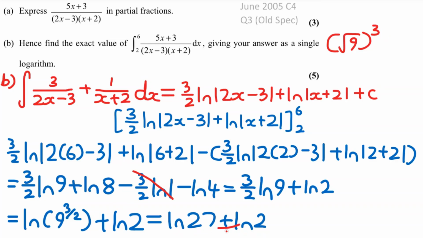So now we can add these natural logs together. So 27 multiplied by 2. Remember, when you add natural logs, it multiplies them together. This is going to be equal to the natural log of 54. And then this is in a single logarithm, which is what's required. So the final answer is the natural log of 54.